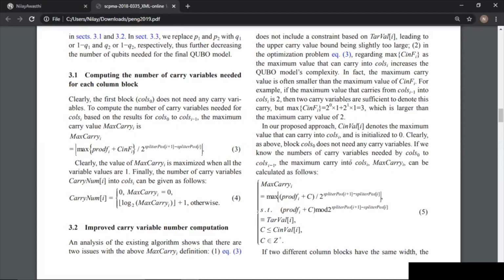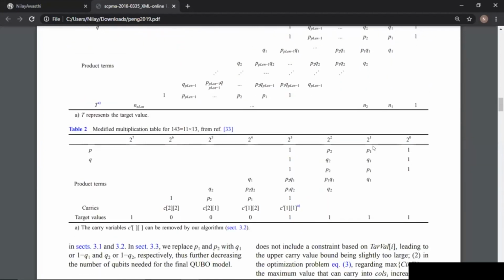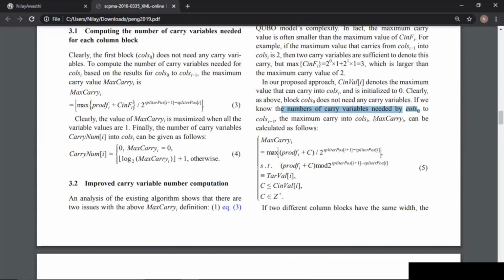Then it said that if we know the number of carry variables needed by column 0 to column i minus 1, so given that you want to find out up till 2 to the power 4, you need to calculate how many maximum carry variables you actually need. If we know how many carry variables we need, then depending upon that we can calculate the maximum number of carry variables which will be required for the ith column. So when you know for the first column how much it needs, then for the second column, and then for the third, you can see the pattern of how it's going, and then you can correspondingly calculate for the ith column how much maximum carry it would need.